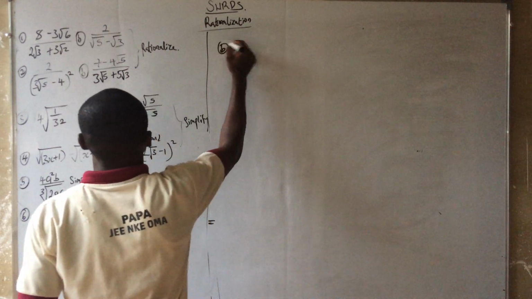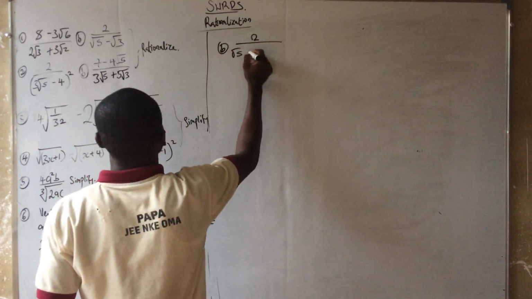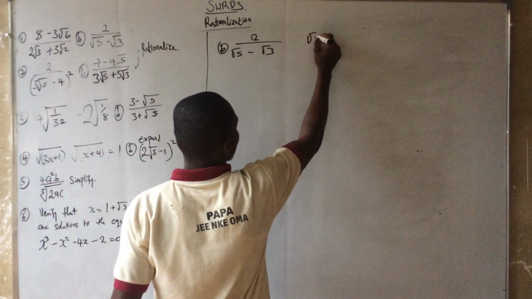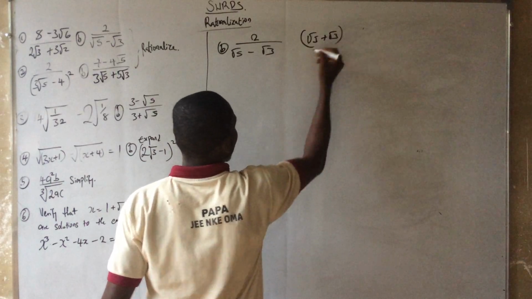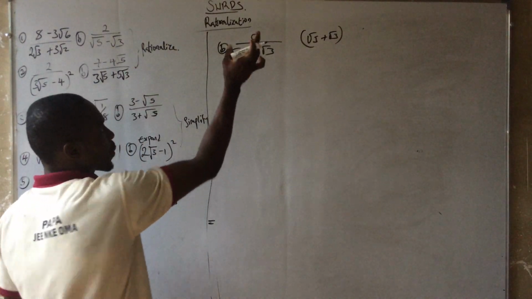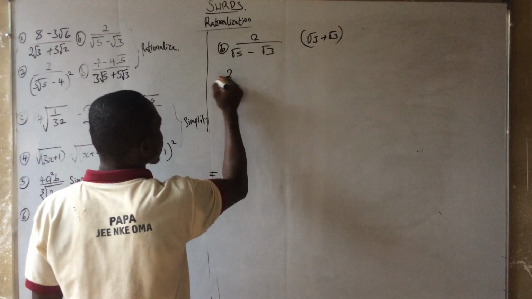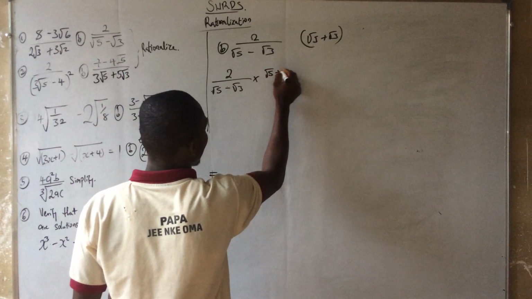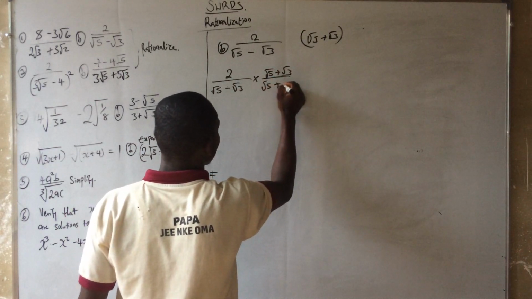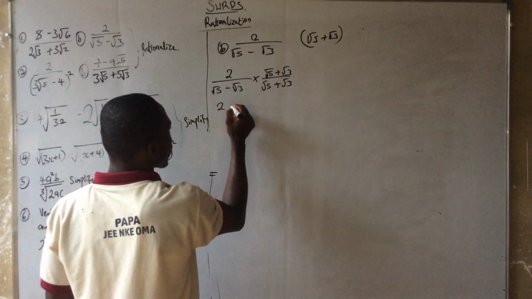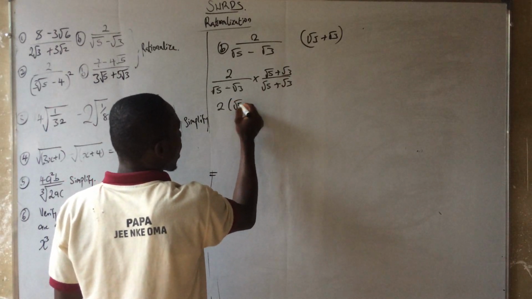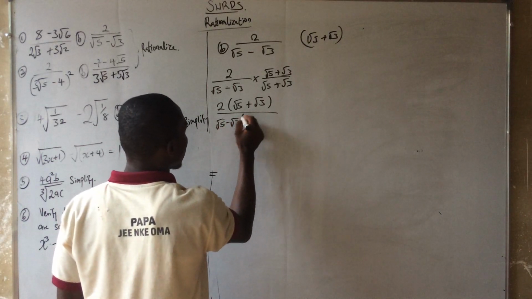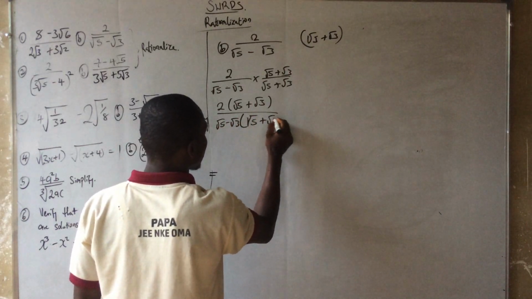So this is 2 over root 5 minus root 3. So now, getting the conjugate is root 5 plus root 3, and that's what we're going to do. Now we multiply this fraction by 1. So that is 2 over root 5 minus root 3 multiplied by root 5 plus root 3 over root 5 plus root 3. So now this is going to give us 2 bracket root 5 plus root 3, all over root 5 minus root 3 times root 5 plus root 3.